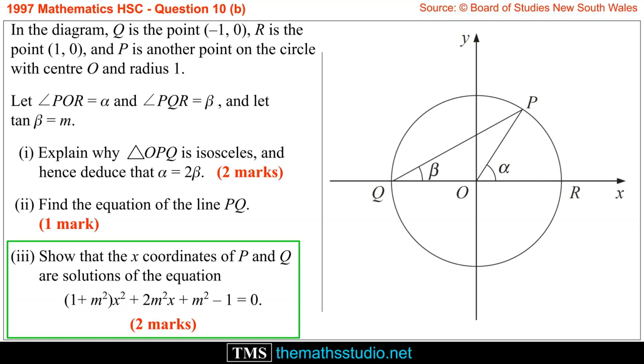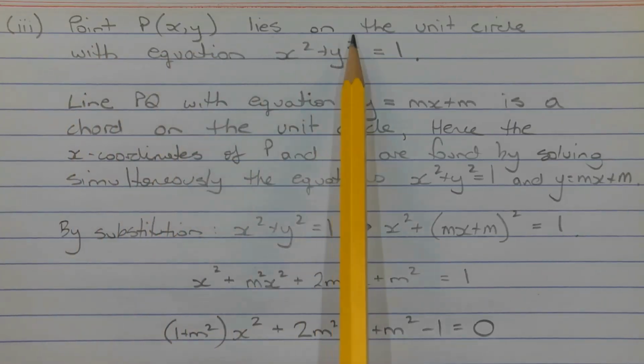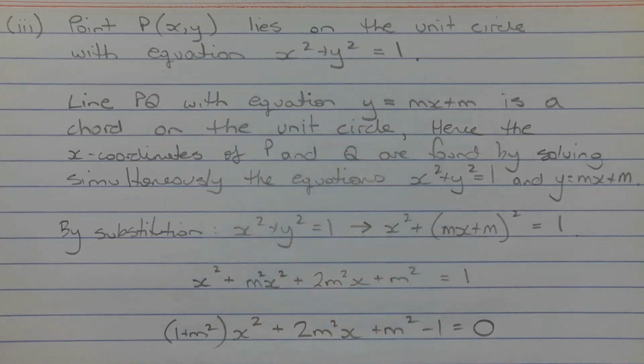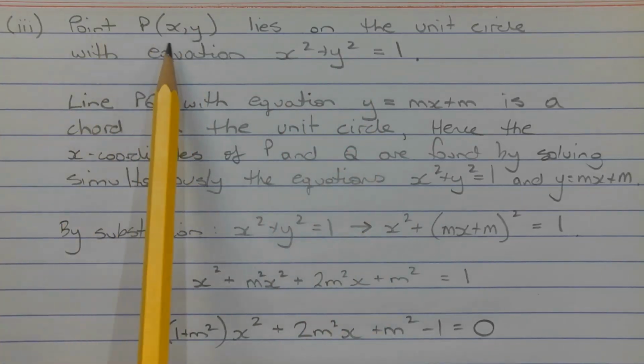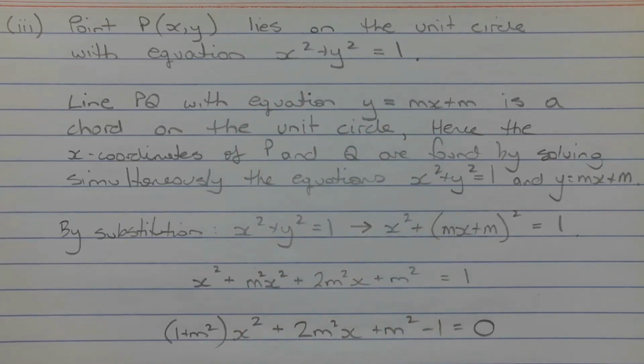Part 3. Show that the x-coordinates of P and Q are solutions of the equation (1 plus m squared) x squared plus 2m squared x plus m squared minus 1 equals 0. The point P with coordinates (x, y) lies on the unit circle, which has equation x squared plus y squared equals 1. In other words, the coordinates of point P, when substituted into this equation, satisfy that equation.